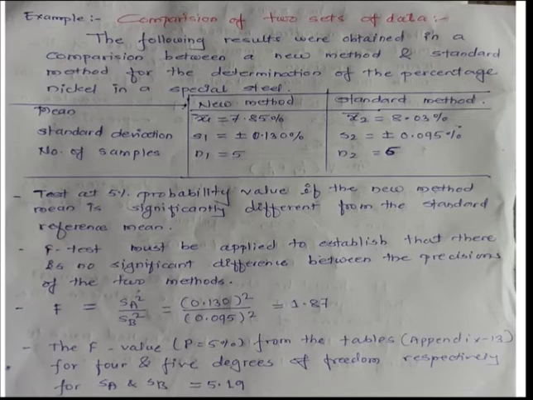That means these two values are totally different. S1 is 0.130% and S2 is 0.095%. Then we have to find out the T value or F value at the 5% probability in the F table and the T table. Here, initially we will apply the F test.